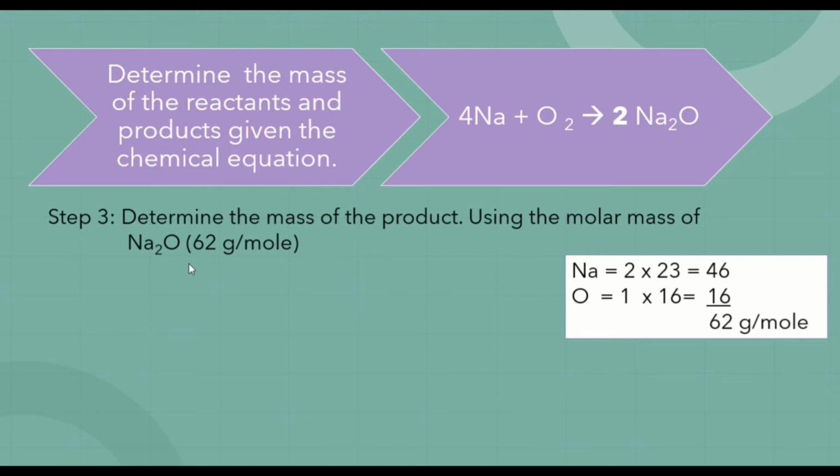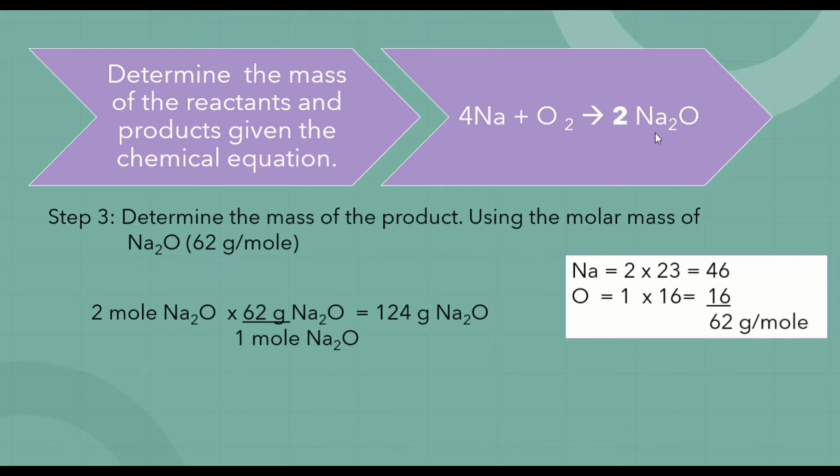Now, since we have the value for the molar mass of sodium oxide, then we can convert the given mole into mass. Still, we will use here 2 moles of sodium oxide. Then we will use the molar mass. So first we'll have to cancel the same unit, and that is mole. So 2 times 62, we have 124 grams sodium oxide. Okay, so the mass of the product is 124 grams.